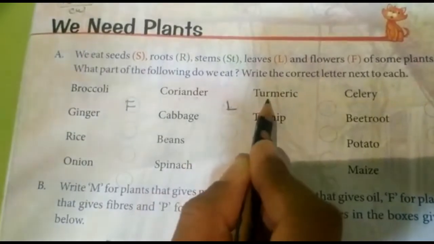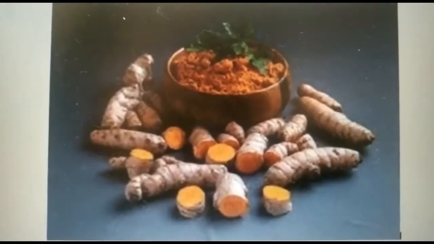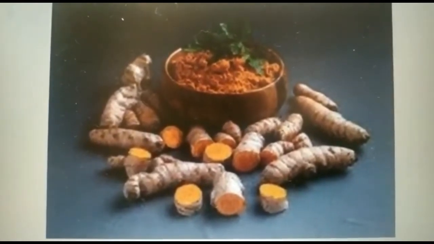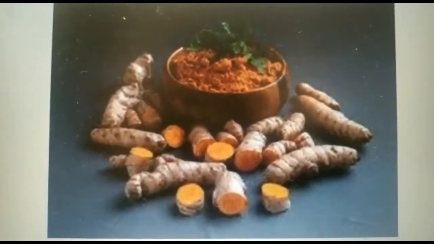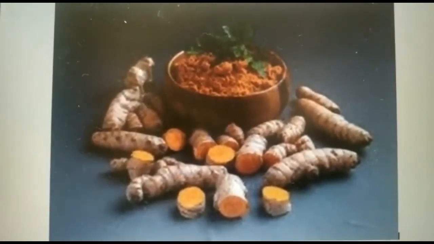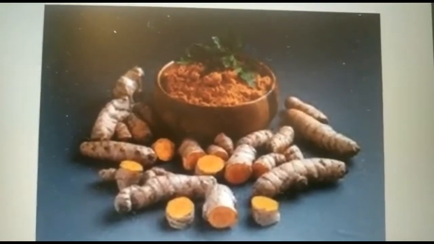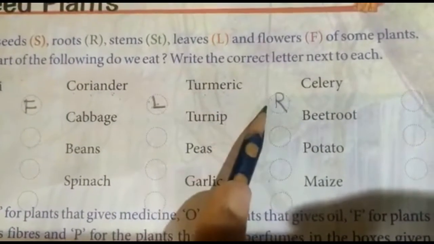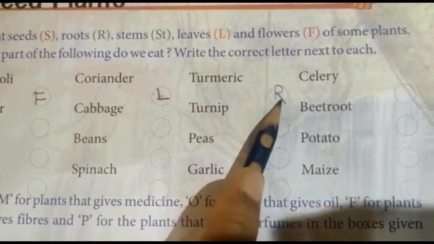Leaf. Next go to turmeric. Now this is turmeric. We use it in the kitchen. For what? It gives color to the curry that we make. Okay. So which part do you think this is? It looks like what? Root. So beside turmeric you will write R. We eat the root part.